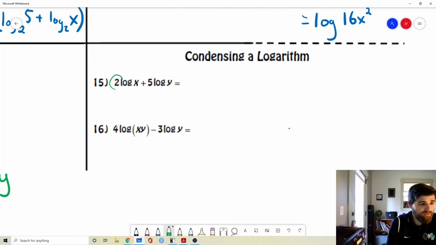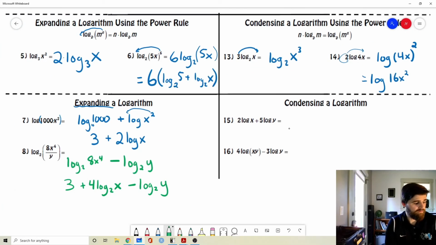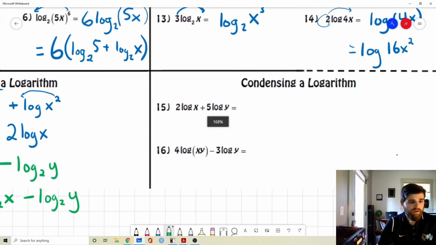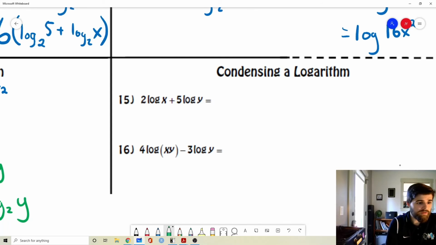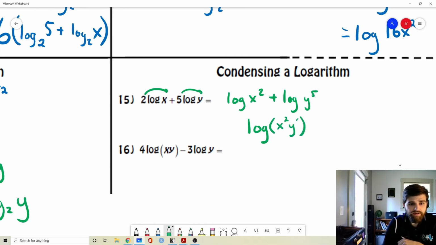First, I noticed that I'm multiplying my logs. Right, I got a 2 here, 5 here. So I'm going to use my power rule to get these numbers inside the log. So I get log of x squared plus log y to the 5th. Now I'm going to use my product rule to condense this. We can write this as one single log. Inside that argument, we're going to have x squared y to the 5th.